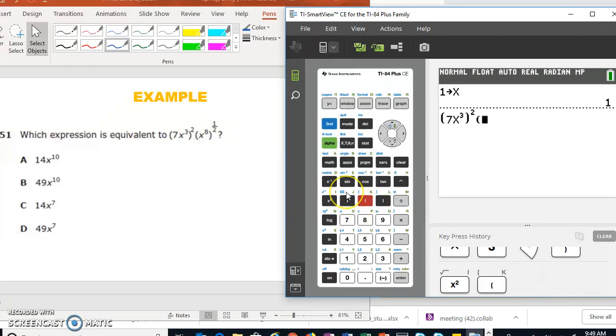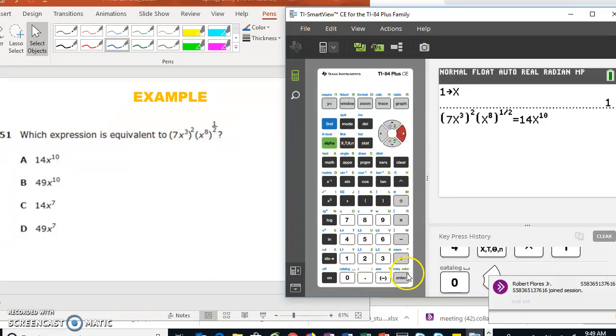and then times (x^8) raised to the 1/2 power. Now we're setting that equal to, so second math, and we hit the 1. And then we'll start by typing in answer choice A, so 14x to the 10th.